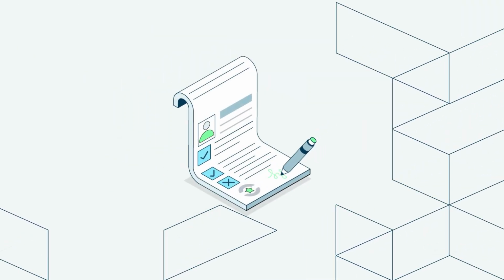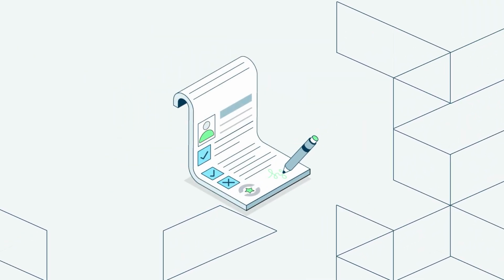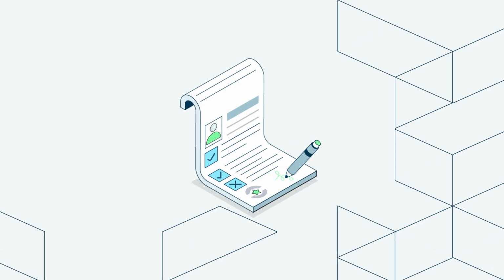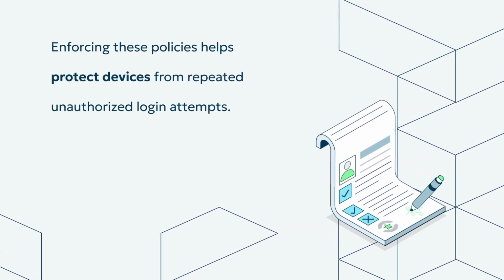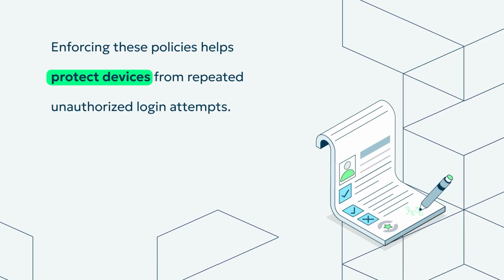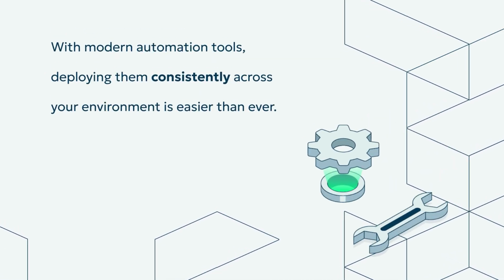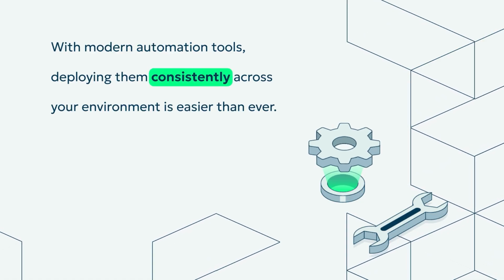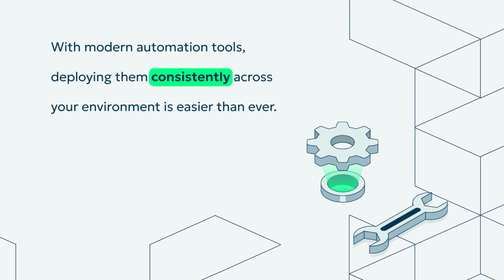What are local account lockout policies? Local lockout policies are a fundamental part of securing devices across an enterprise environment. Enforcing these policies helps protect devices from repeated unauthorized login attempts. And with modern automation tools, deploying them consistently across your environment is easier than ever.